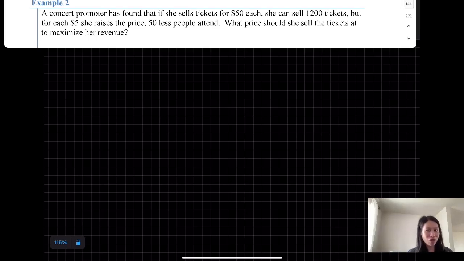Okay, so this one we can turn into a graph, but we can turn it into math language. So now let's take a look. The revenue.